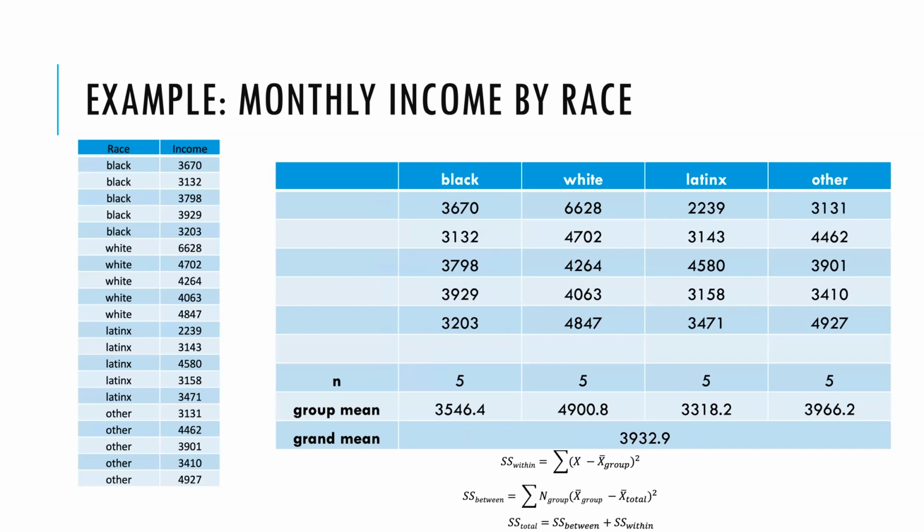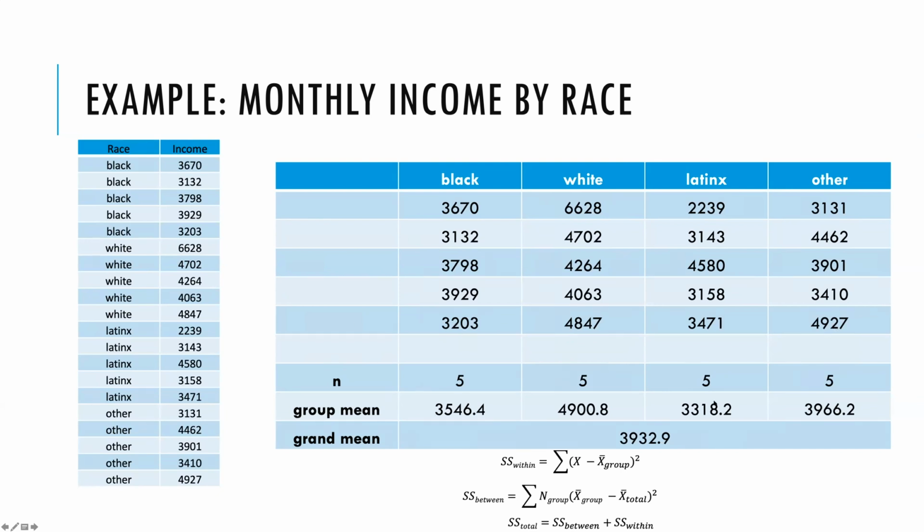We create a table like this, calculate the group mean, the grand mean, which is the mean of means or the mean total. And we use this information to calculate each one of these: SS within, SS between, and SS total. Within the black category, we have 3670, then 3132, 3798, so on and so forth. So we have 5 people within each group. So we know at least we've met the assumption of equal sample sizes, so that's good.